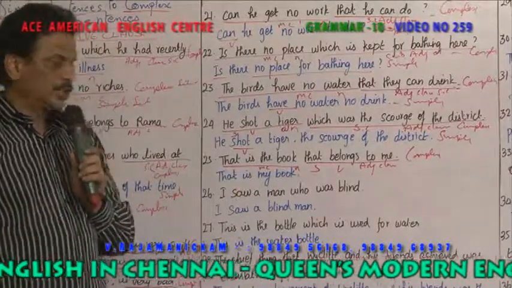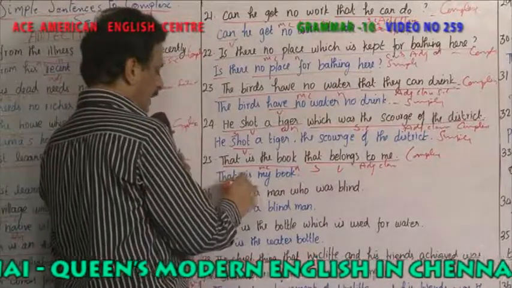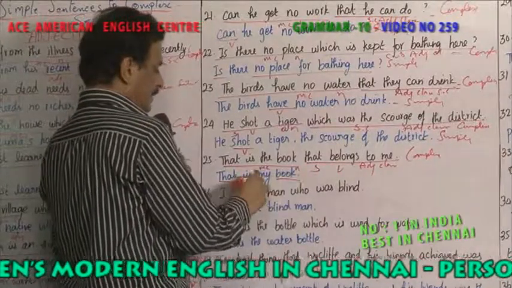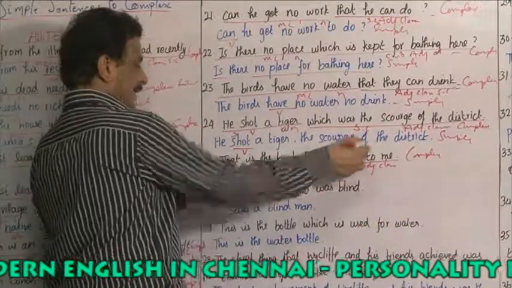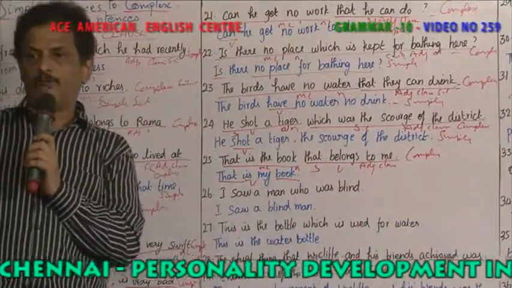So how do you change it into a simple sentence? "That is my book." Is this the only verb? See, the entire clause "that belongs to me" changes into a simple word, the pronoun "my."